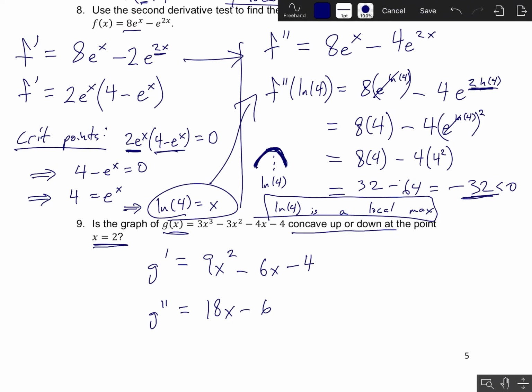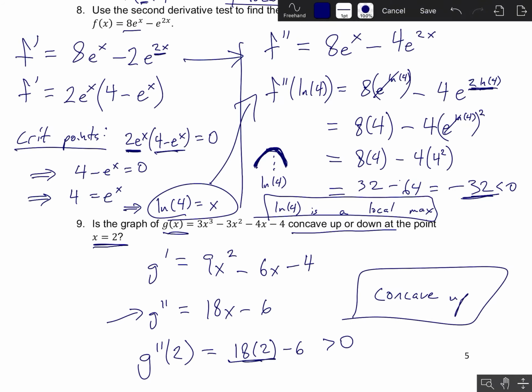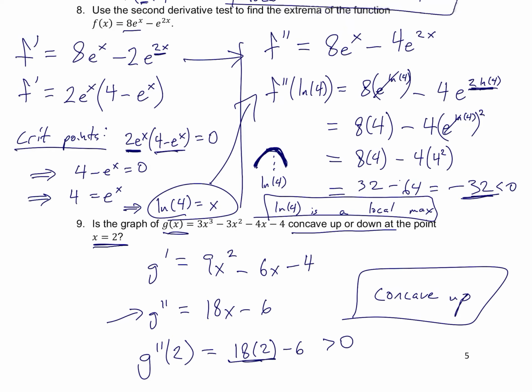And now if I wanted to know whether this function g was concave up or concave down at this particular point, I just need to take g double prime and plug in that point. So I would evaluate this function up here at 2, and that would give me an 18 times 2 minus 6. Now you don't have to actually finish computing this. It's clear that this is a positive value, because 18 times 2 is clearly bigger than 6. So it's fine with me if you just stop here and say that the answer is concave up. In other words, g is concave up at the point x equals 2.